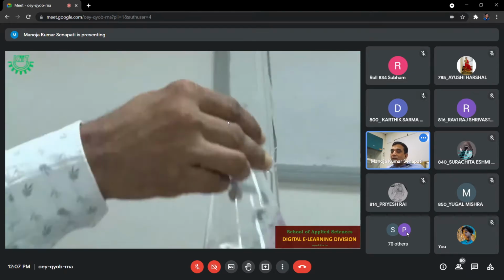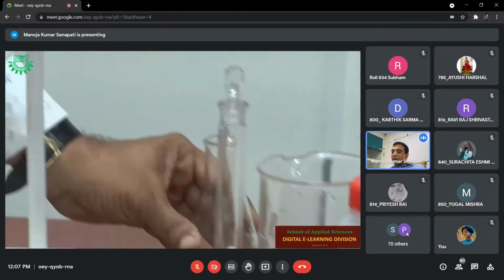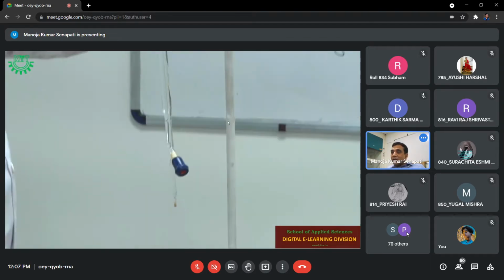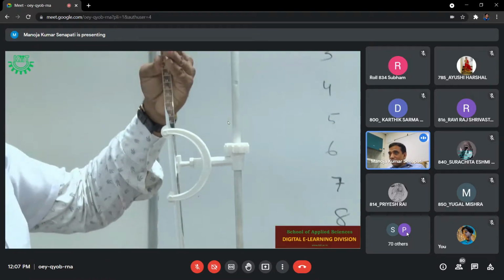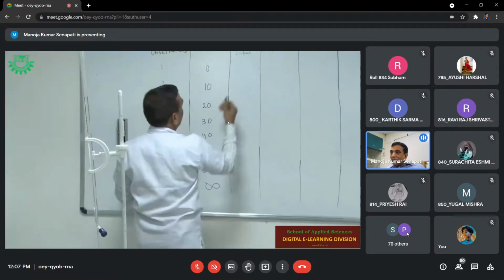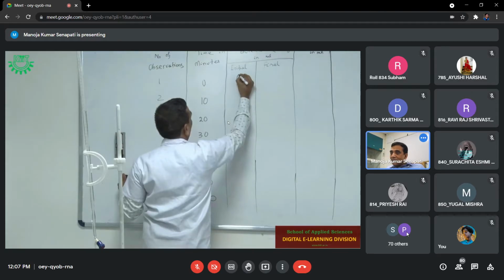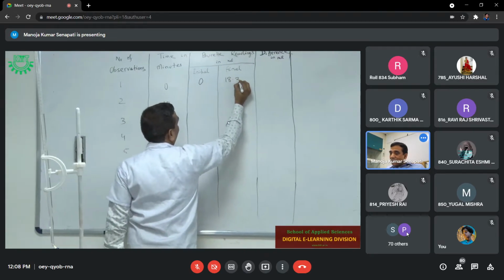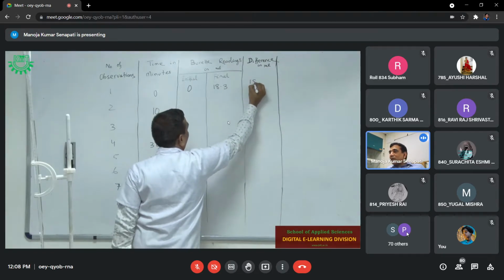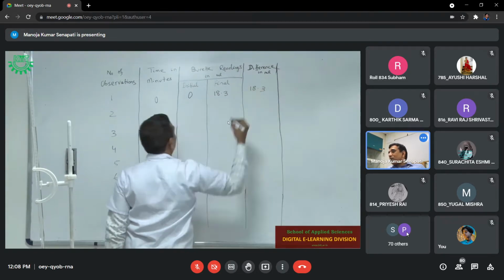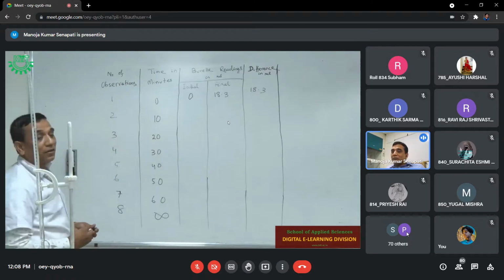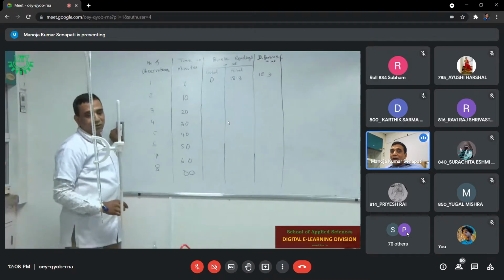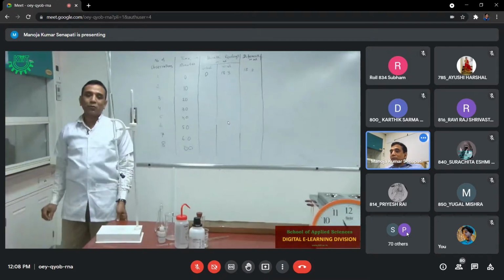Now you can see you are able to get a permanent pink color. And record the final burette reading you get. We have started the burette reading from 0. Now the final burette reading is 18.3. So the difference is 18.3. Since you are starting from 0, whatever the final burette reading is, that will be the difference. So the first observation is completed.